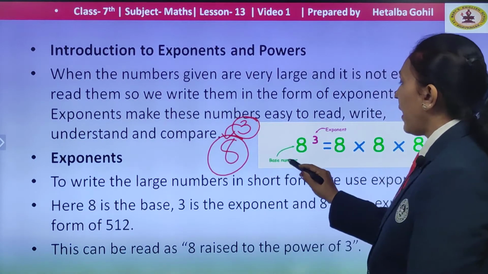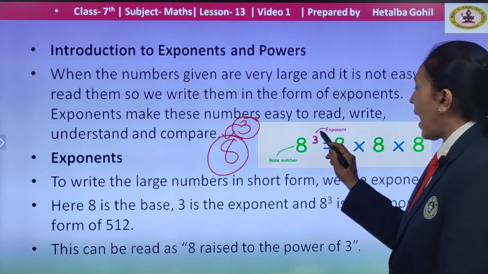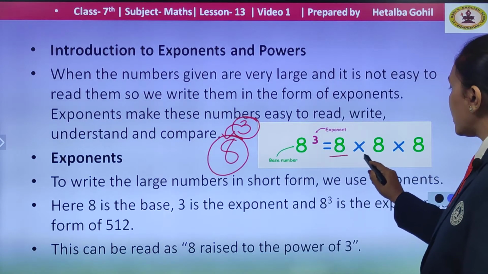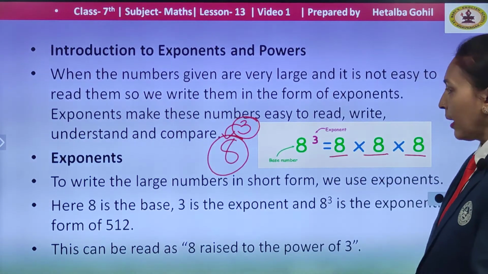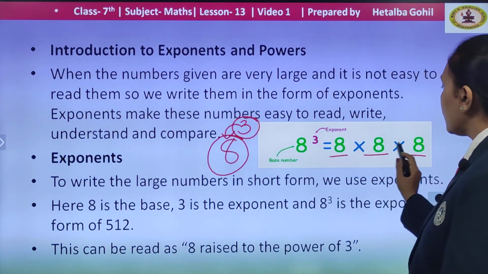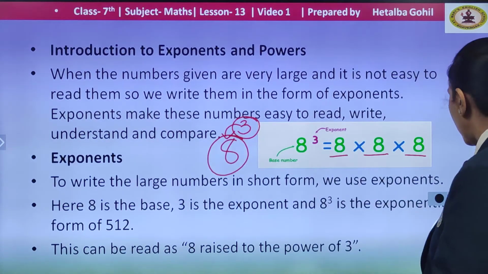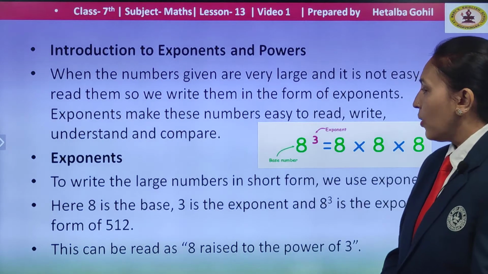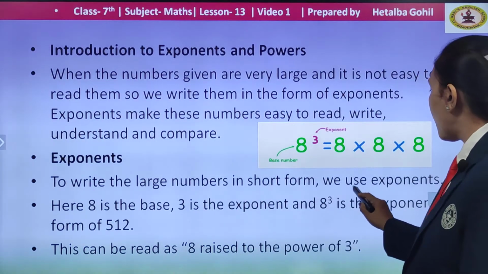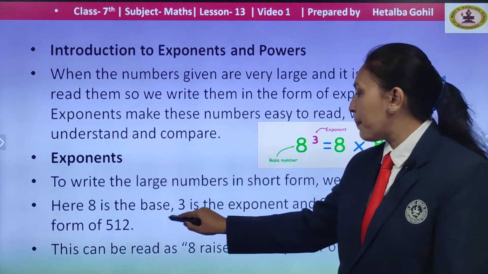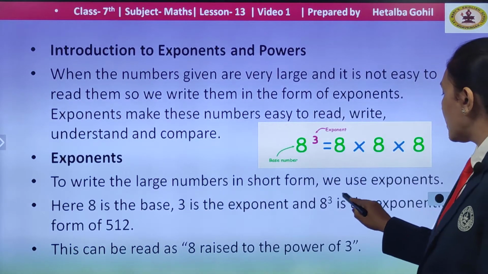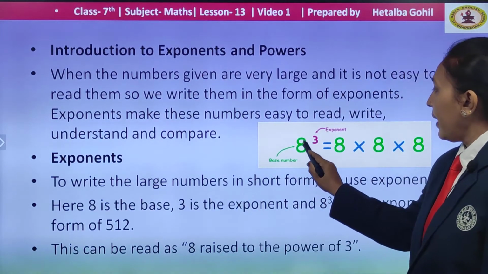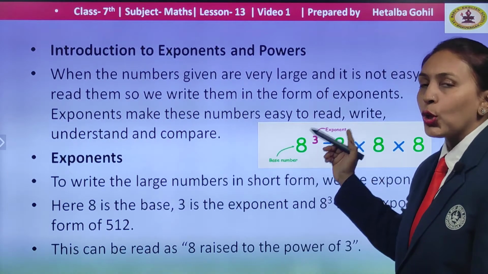Here 8 is called the base number and 3 we call the exponent or power, and if you expand it, it is 8 into 8 into 8. This is called the expanded form, the normal form that we use for multiplication. But if you want to write it in short form, we use powers and exponents. To write large numbers in short form, we use exponents. Here 8 is the base, 3 is the exponent, and 8 raised to 3 is the exponential number, which we read as 8 raised to 3 or 8 cube.